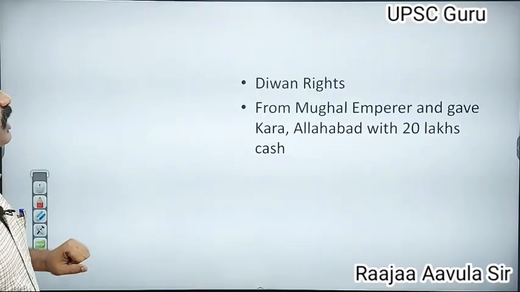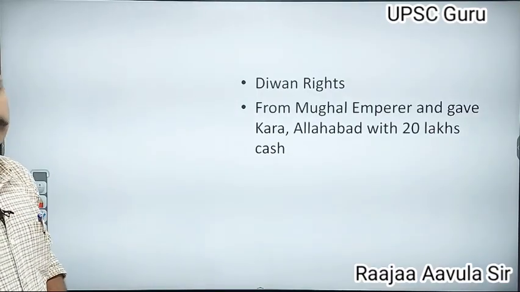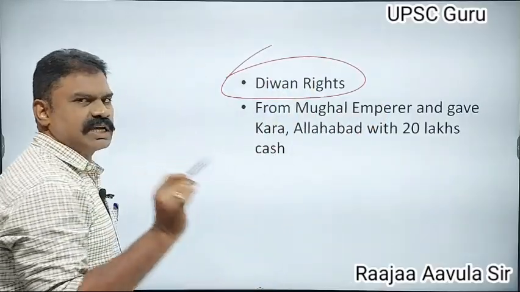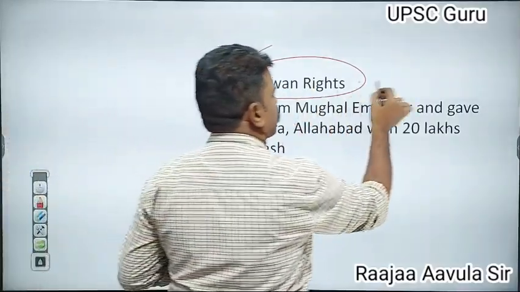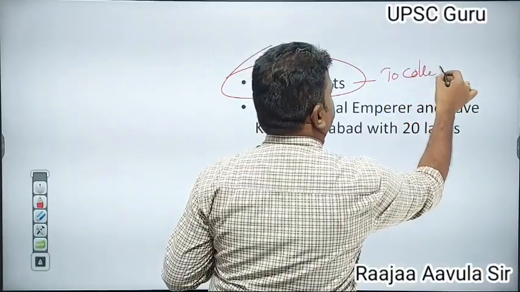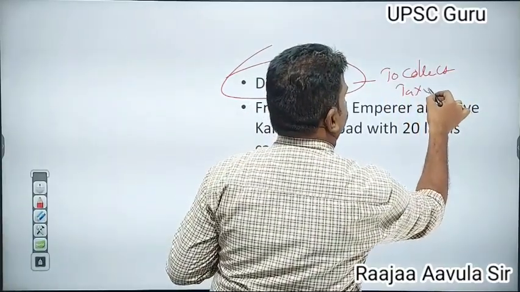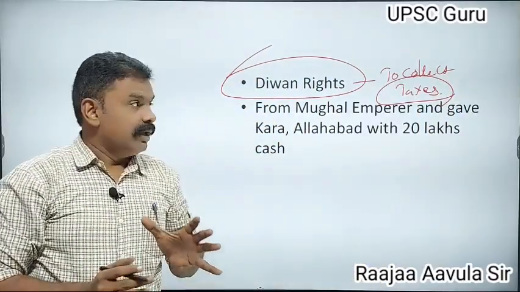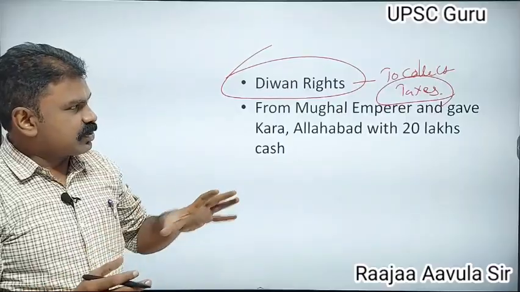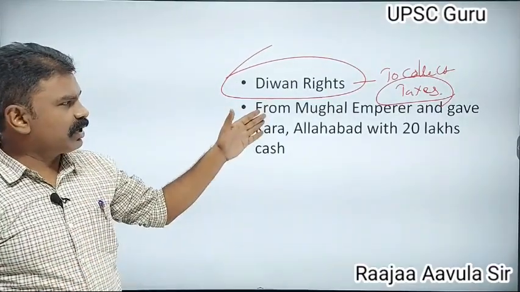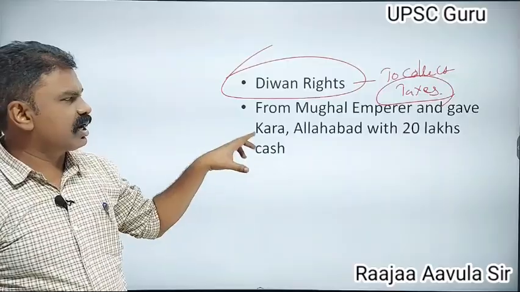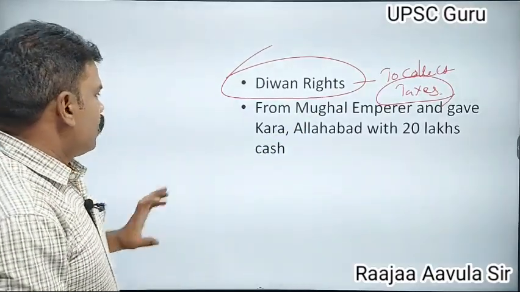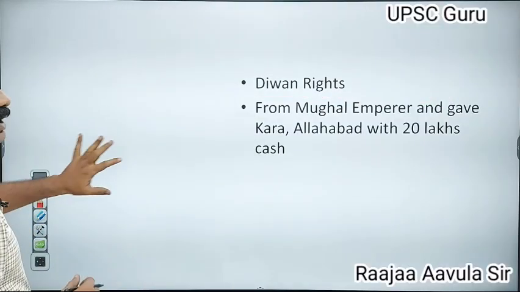What happened in that Treaty of Allahabad? Because of the Treaty of Allahabad, Diwani rights were given to the British East India Company. Diwani rights means to collect taxes from Indian peasants. The British East India Company got the right to collect taxes from the Indian peasants. The Mughal Emperor was given Kara, Allahabad with 20 lakhs cash. This was accepted by Robert Clive.